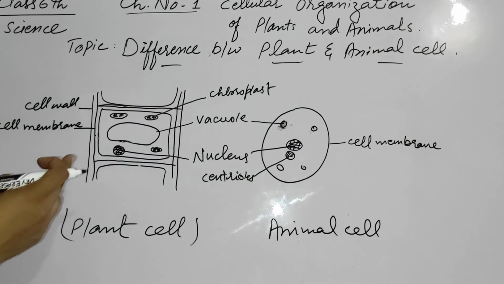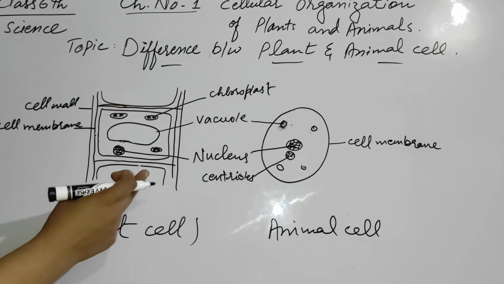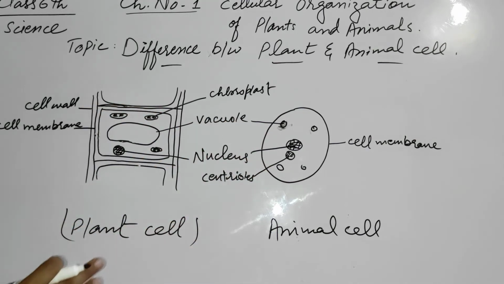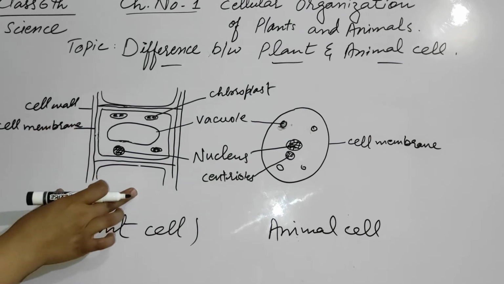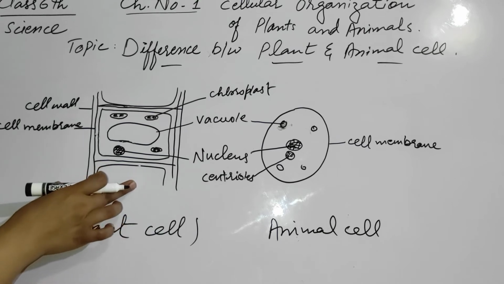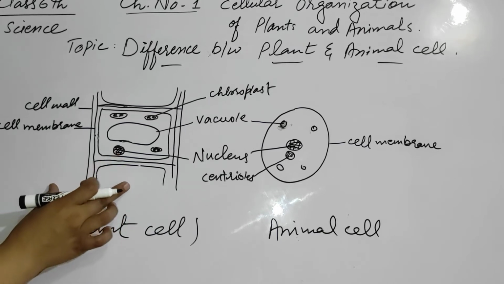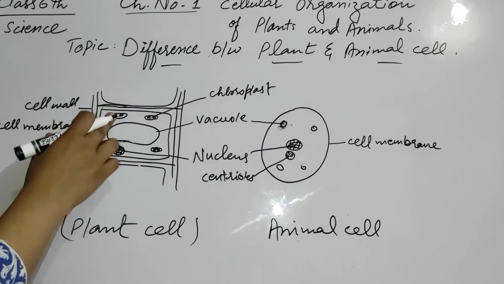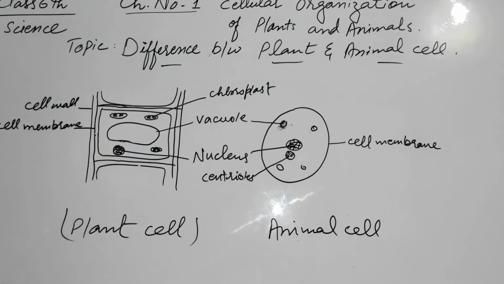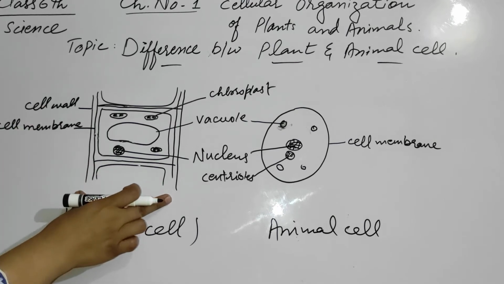A single large vacuole is present in the plant cell but small vacuoles are present in the animal cell. Chloroplasts are present in the plant cell but no chloroplast-like structure is present in the animal cell, because plant cells produce their own food with the help of a process called photosynthesis, and in the chloroplast a chemical called chlorophyll is present. Chlorophyll helps the process of photosynthesis, in which plants produce their own food.